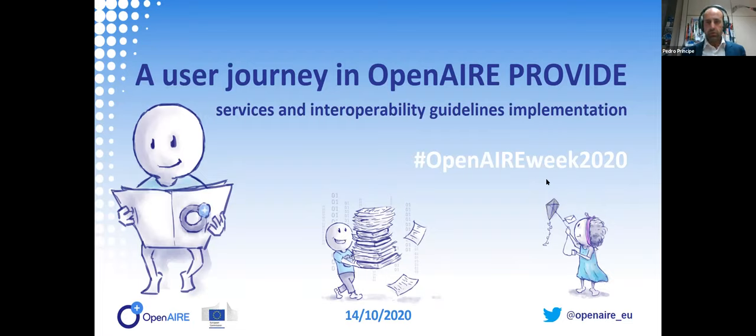The main objective is in fact to discuss some of the services available, to present you the latest updates on our graph, on our provide dashboard, on our interoperability guidelines, to highlight some use cases from the graph and the way that content providers can consume the data from our graph, the way that users, repository managers are using our provide functionalities and services, and the way that the community is following our interoperability guidelines and actively participating in contributing to the development of the OpenAIRE guidelines.